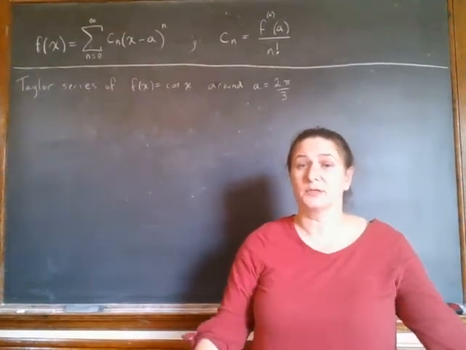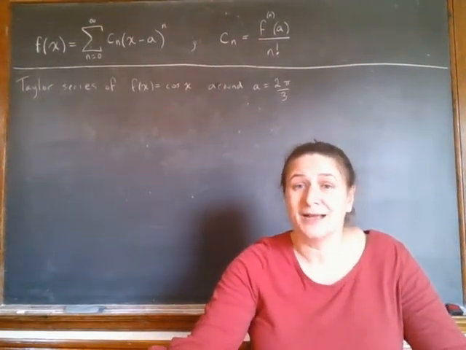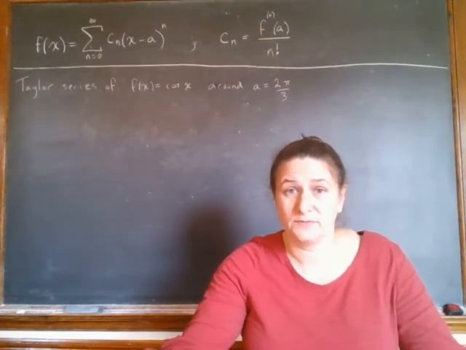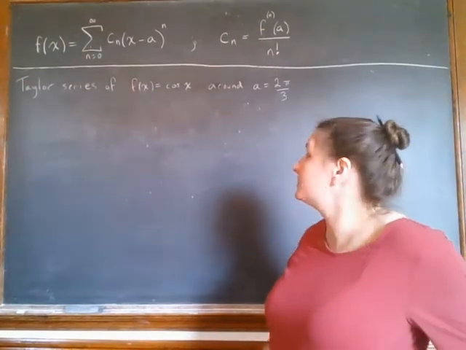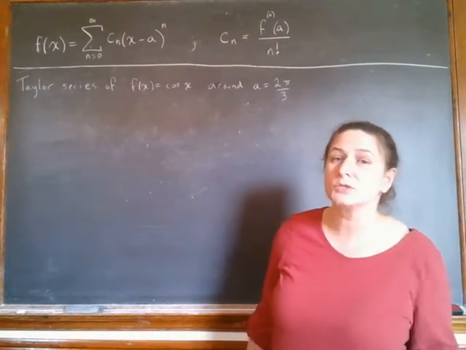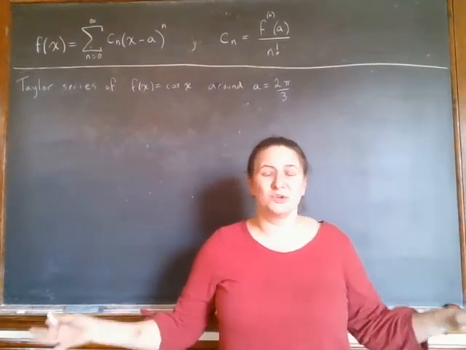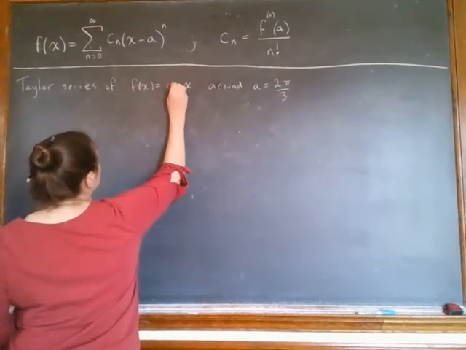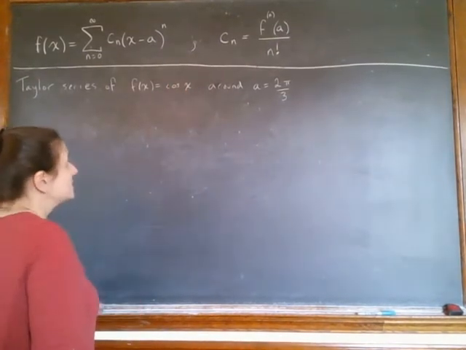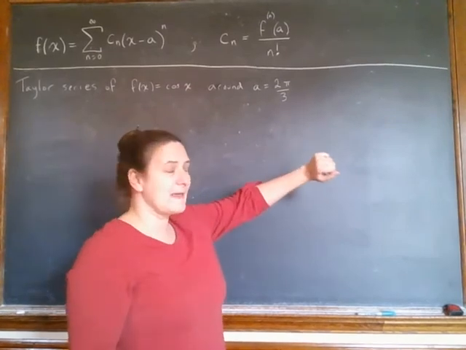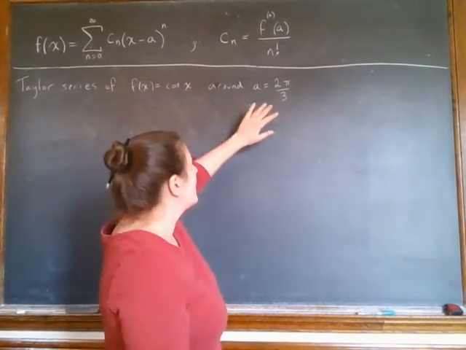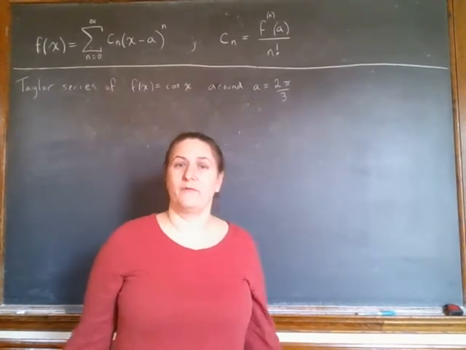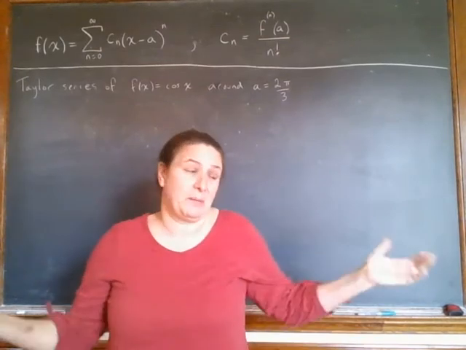This example I want to go through next is to find the Taylor expansion of one of those functions. I chose cosine of x because there's one for sine of x in your book, so if you want to look at that one, I'm going to do exactly the same example. But we're going to find the expansion of cosine of x not around a equals 0, but around a equals some other point. So I picked 2 pi over 3. Okay?